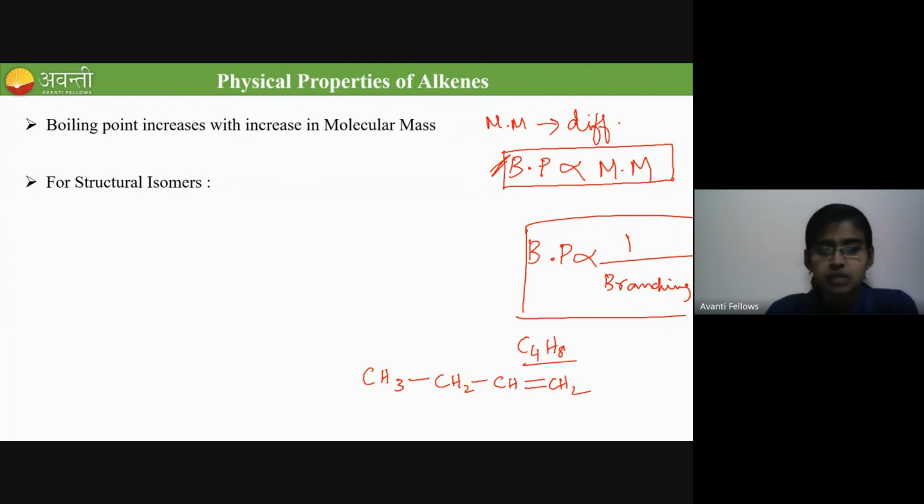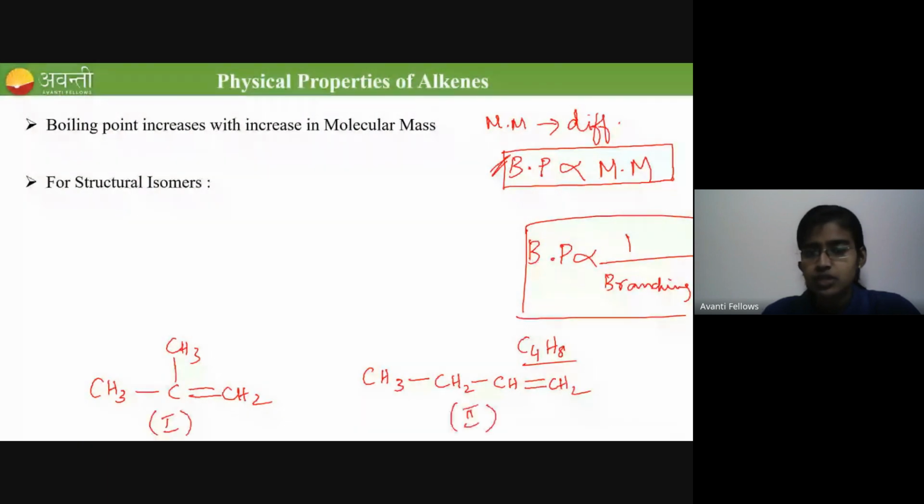Now, let me take one more compound with the same formula, CH2 and CH3. If you see, this compound also has 4 carbons and 8 hydrogens. So the formula is same for this. Let me take this compound as 1 and this compound as 2. Now, this compound is having one branch. So, this is the parent chain and this is the branch. And coming to this second compound, there is no branching. So, it is a linear chain.